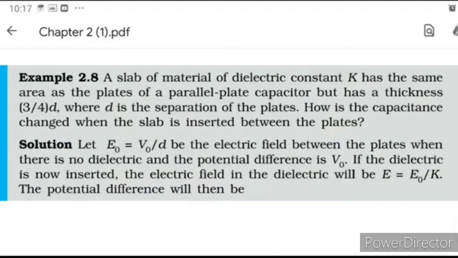Now we will discuss example 2.8. A slab of material of dielectric constant K has the same area as the plates of a parallel plate capacitor but has a thickness 3/4 D, where D is the separation of the plates. How is the capacitance changed when the slab is inserted between the plates?